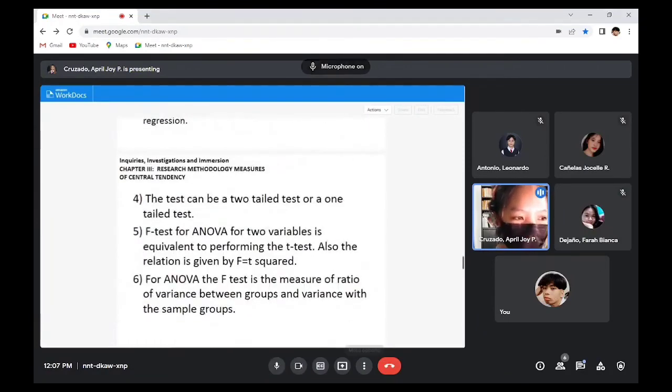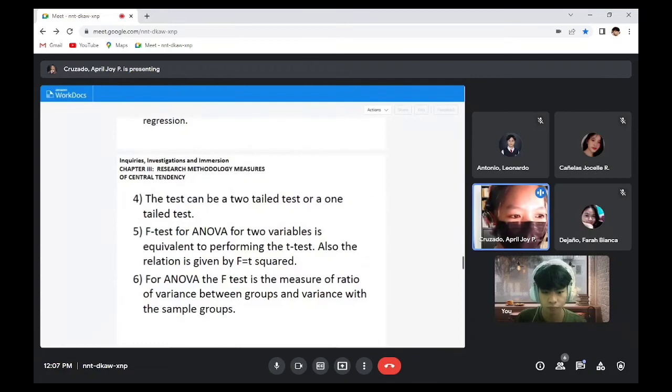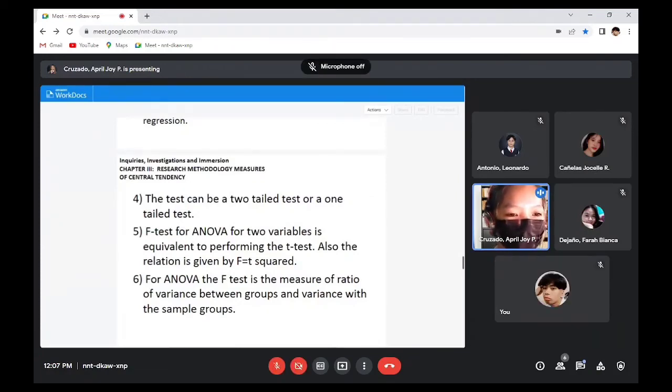So what is the F-test statistic formula? F statistic is equal to the variance of the group means divided by the mean of the within-group variances.